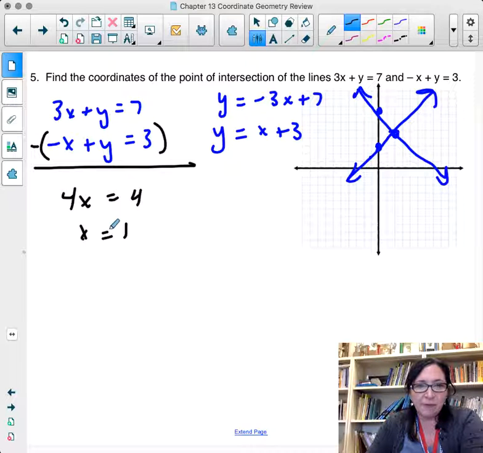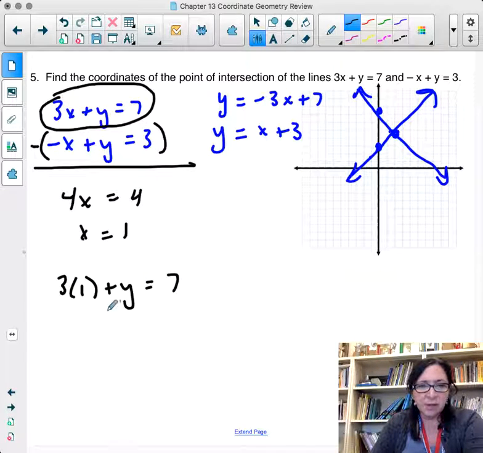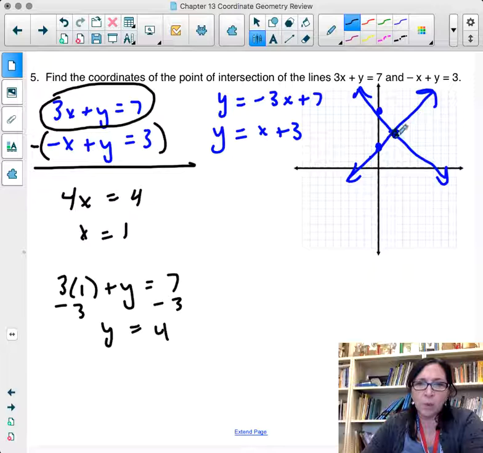I would take that value and plug it back into one of the equations, one or the other. So I have 3 times 1 plus y equals 7. If I subtract 3 from both sides, I get y equals 4. So my point of intersection is (1, 4).